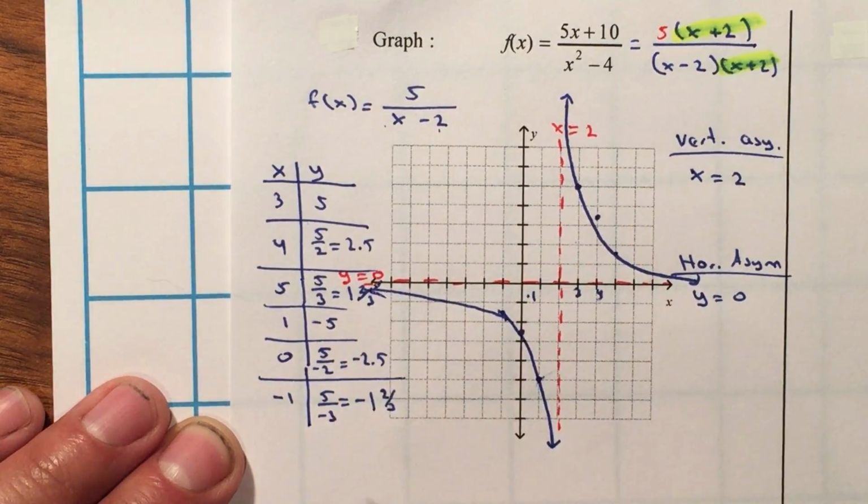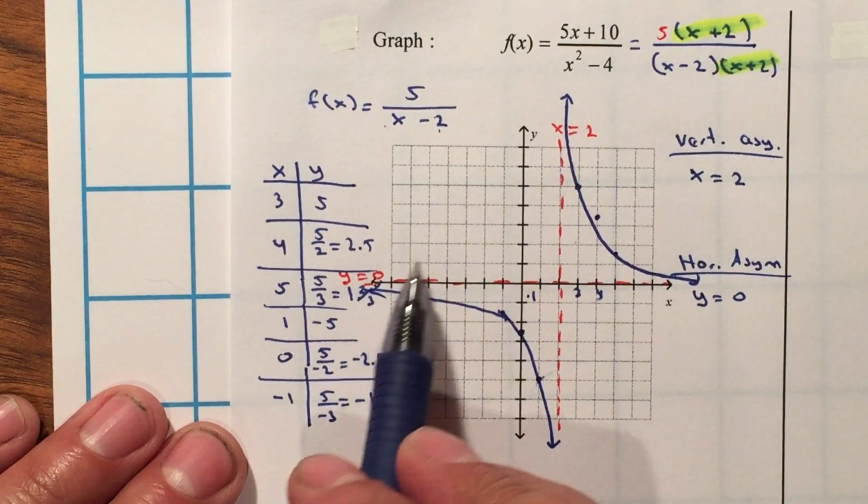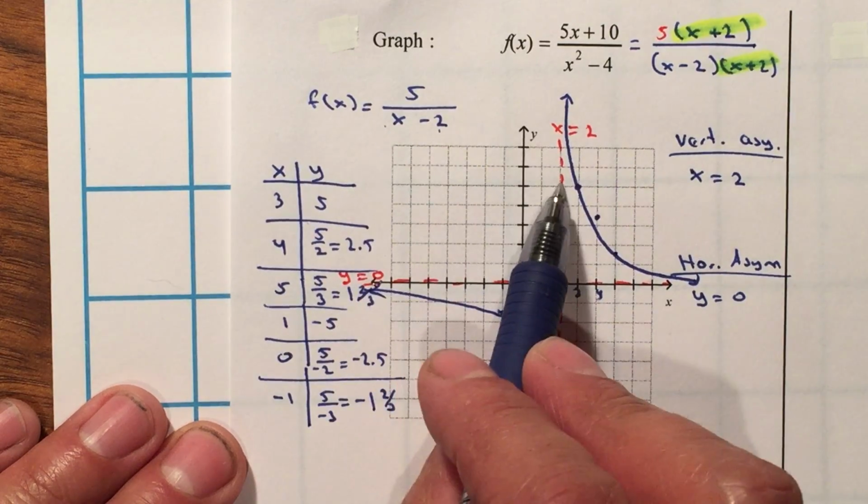Now be sure to write down your equations for your asymptotes, your horizontal asymptote and your vertical asymptote.